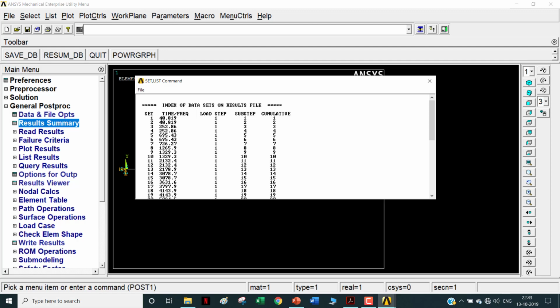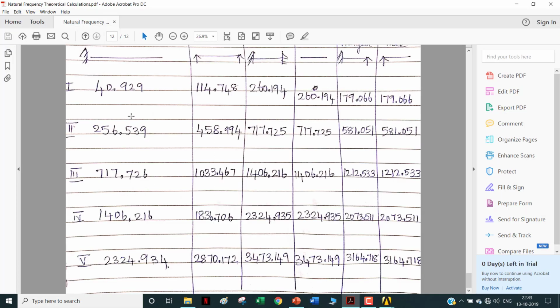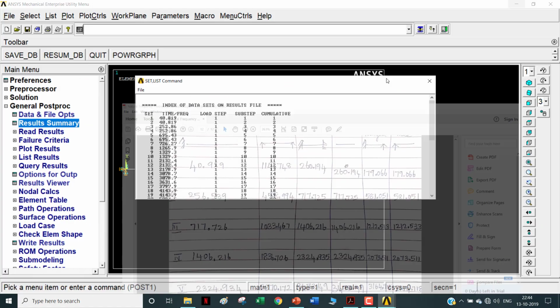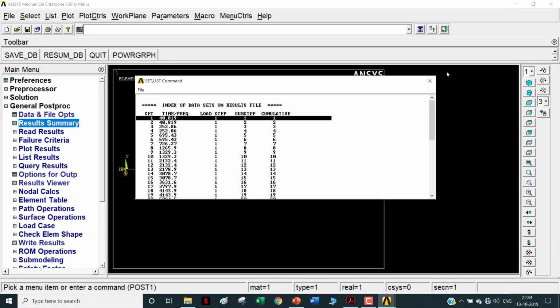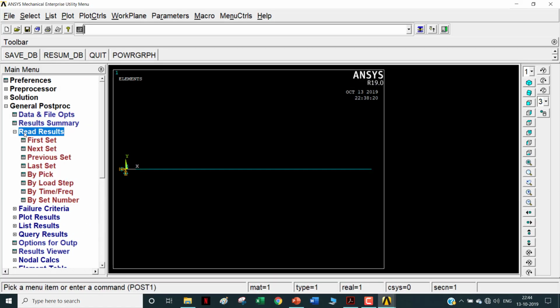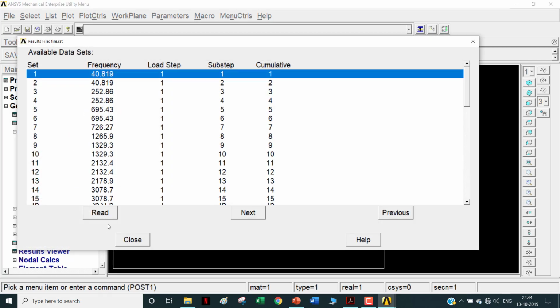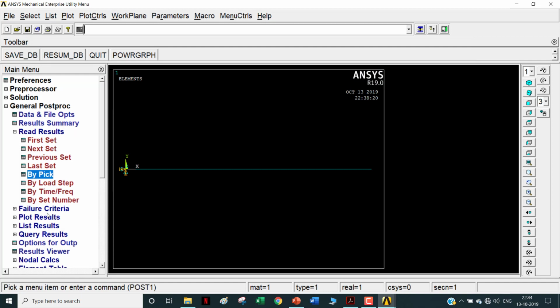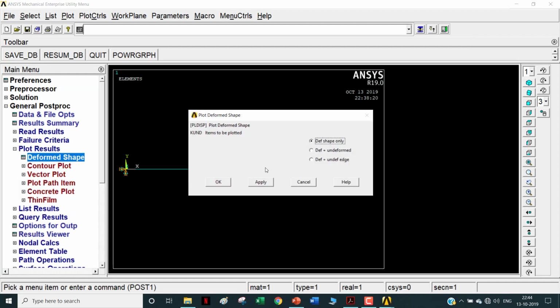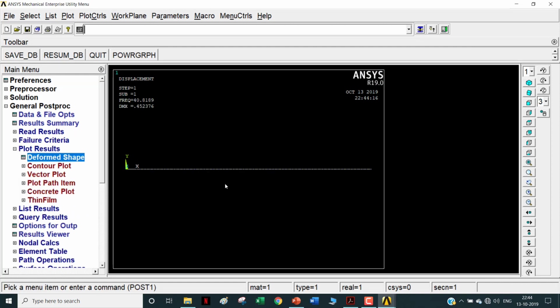Right? So in order to see how my beam gets deflected for each frequency, you don't need to see all the 50 frequencies. Just see the 5 frequencies which match very closely to your theoretical answer, right? Let me see the first frequency, 40.819. So in order to see that, go to read results, by pick, select the first frequency, read, close. Now plot your results, deform plus undeform, click on OK, right?